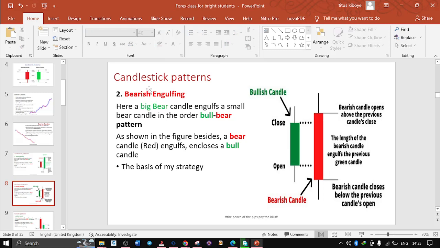We have bearish. A bear candle is engulfing a bull candle. You see? Remember, a bull candle opens from low and closes above, while a bearish candle opens from above and closes below.